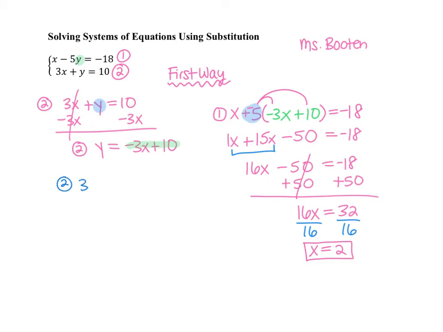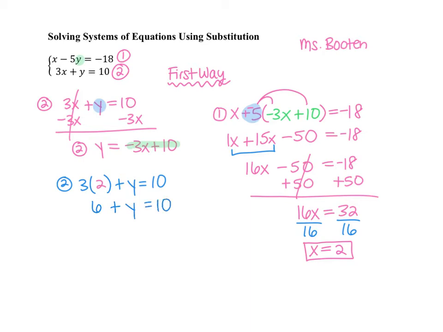So 3x, but instead of x, I'm going to write what I found out x was, which is 2. And then plus y equals 10. Now we just finish solving. So I have to do this product here. So 3 times 2 is 6. So it's 6 plus y equals 10.